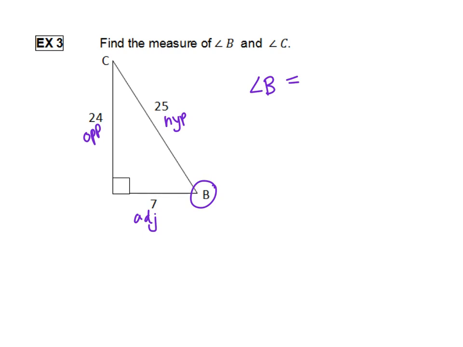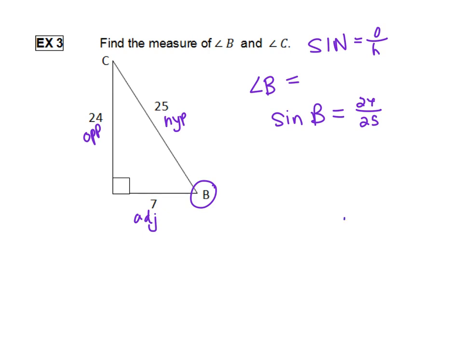So what we can do for angle B is actually use any of these. Let's just say we want to use the sine function. So sine is equal to opposite over hypotenuse. So we know that the sine of angle B, or I'll just say the sine of B, we'll know I'm talking about angle B. So the sine of B is equal to the opposite side, which is 24, over the hypotenuse, which is 25.